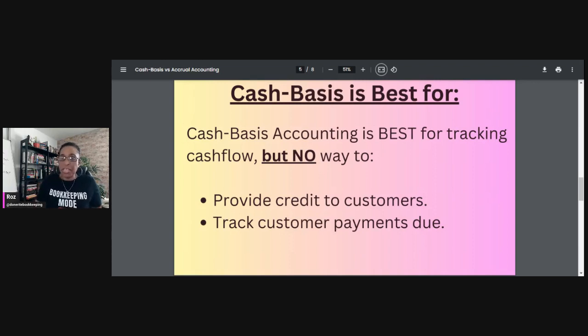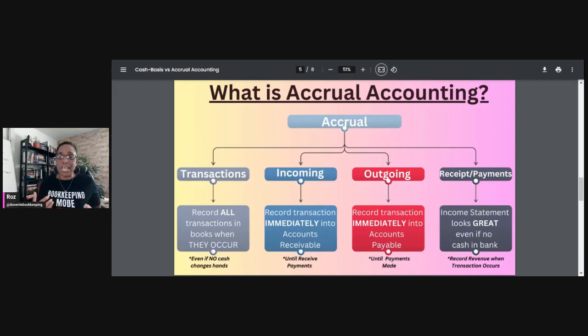Okay. Now we're going to get into accrual accounting, because this is where you can keep track of all the transactions. You're going to categorize those specifically to different accounts and things of that nature. So with transactions, you record all transactions in the books when they occur. Regardless, let's say you purchase things or your customers purchase things on store credit.